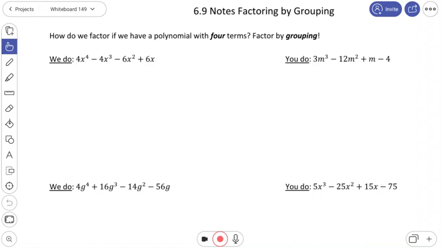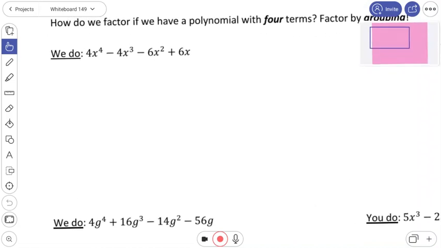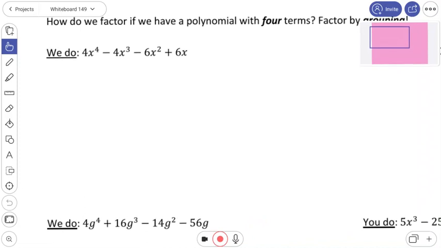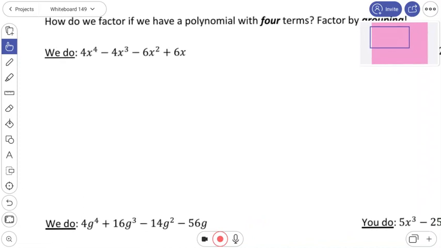Okay, everybody, this is factoring by grouping when we have polynomials that are four terms. So let's look at our first example. It says 4x squared. I'm sorry, it does not say that. It says 4x to the fourth minus 4x cubed minus 6x squared plus 6x.